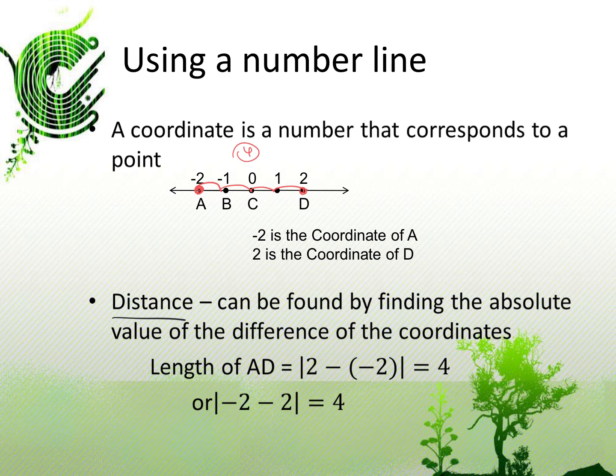I'll also go 4 units if I travel from D to A, right? It doesn't matter if I'm going in one direction or the other. Distance is always positive. I'm just either going to the left or right, but it's still a positive distance.